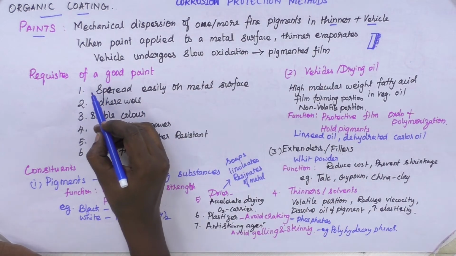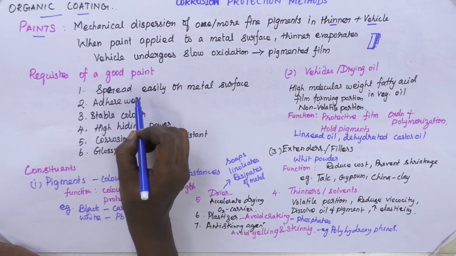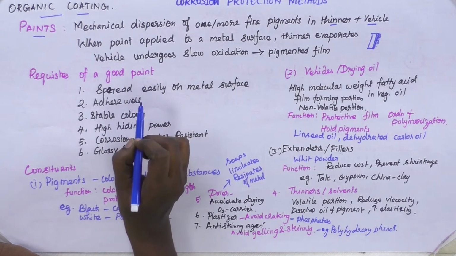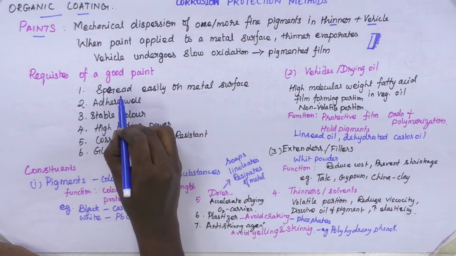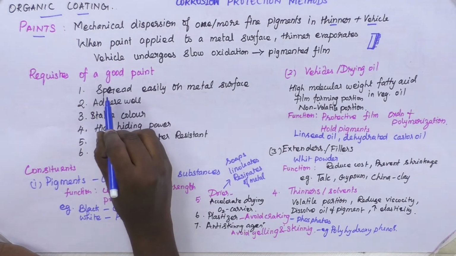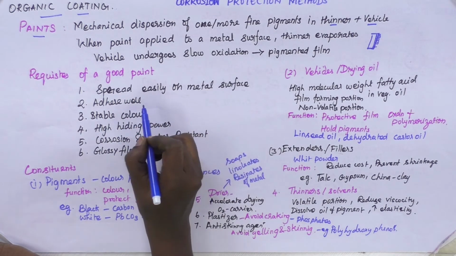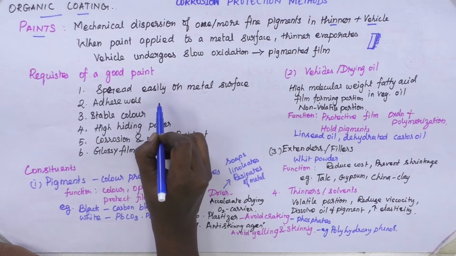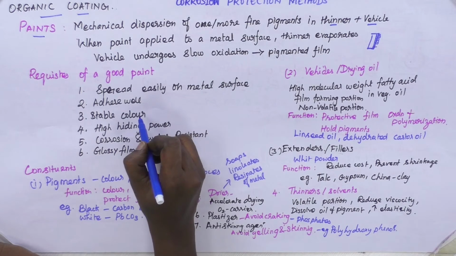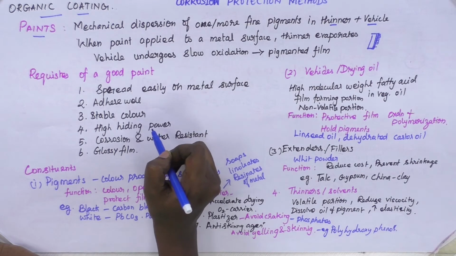We have some requirements for a good paint. What are all the needs for a paint to make it a good one? The paint should spread easily on the metal surface. It should adhere well, so it sticks on the metal surface easily and finely, and it should produce a stable color on the metal surface, and it should have a high hiding power.